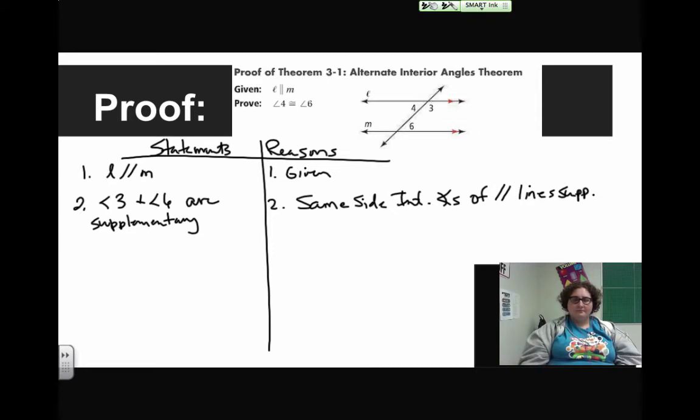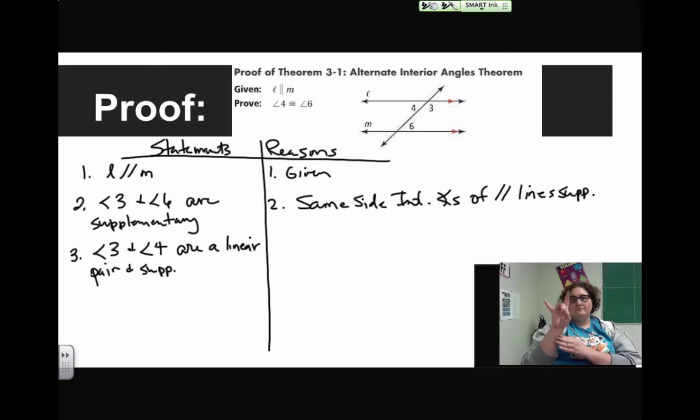Okay, then I can say that angle 3 and angle 4 are a linear pair and supplementary. Now, the textbook or Math Excel might separate those into two separate things. Like they might say that statement 3 is 3 and 4 are a linear pair, and then step 4 would be that 3 and 4 are supplementary. I'm putting them all together because it's not a horrible ordeal. And this is by the definition of a linear pair.